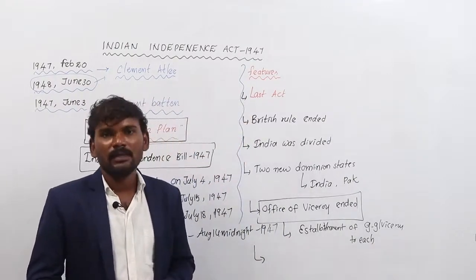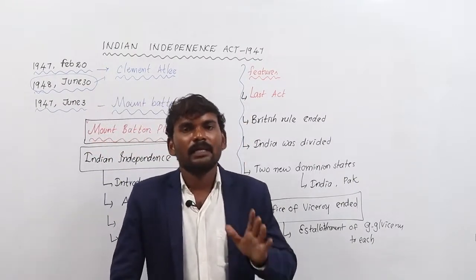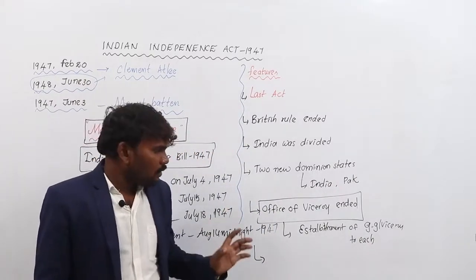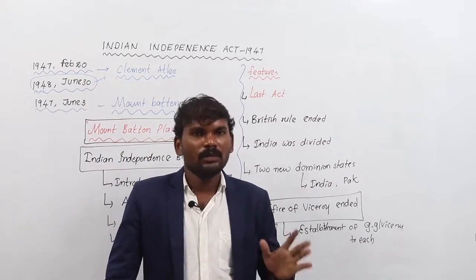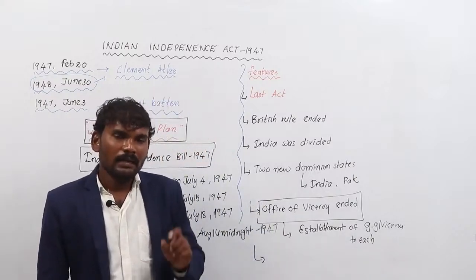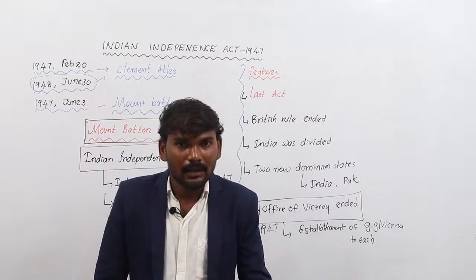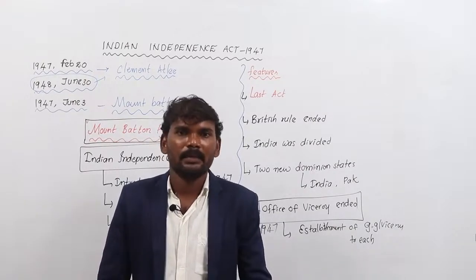So this Indian Independence Act empowered the Indian government to set up a constituent assembly, and also for Pakistan. So on the grounds of this act, constituent assemblies were set up for both India and Pakistan. And this act ended the royal titles of Britain in India. So the royal titles of His Majesty or Her Majesty came to an end in India and Pakistan.